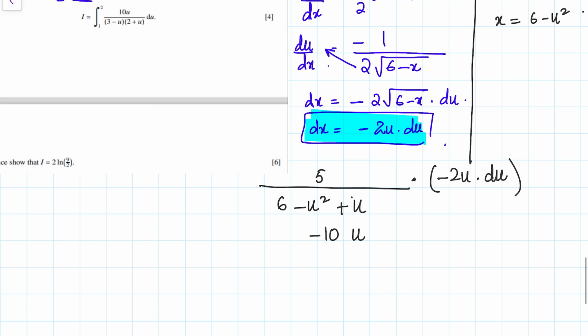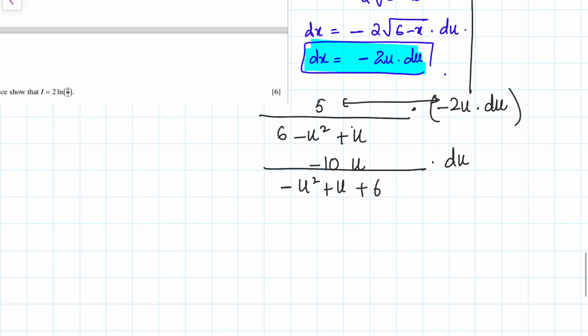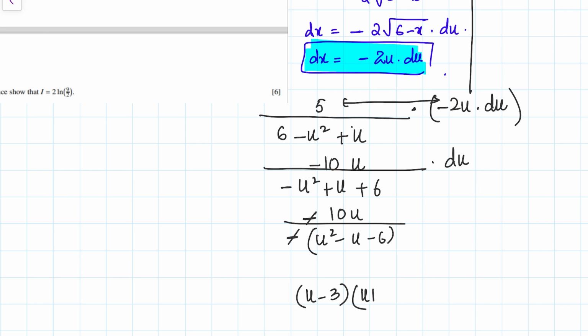Minus 10u divided by minus u square plus u plus 6, du. Where did this 10u come from? We multiply these two values. Now, minus 10u divided by, I take a minus sign common out. This cancels out. Let's do middle term breakup for the denominator. We get u minus 3 and u plus 2, 10u du.